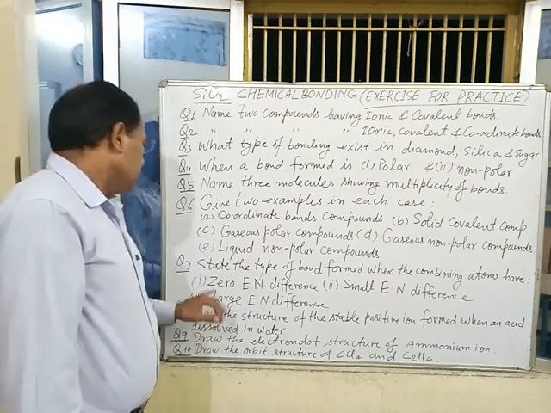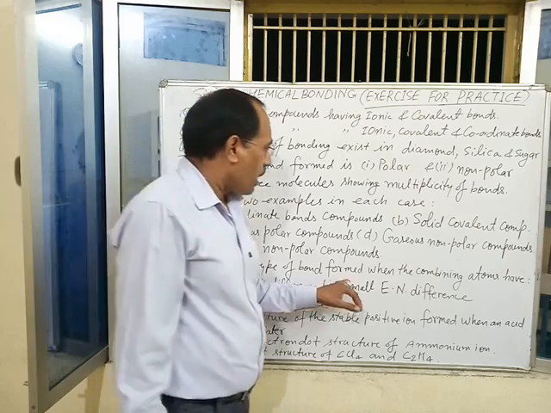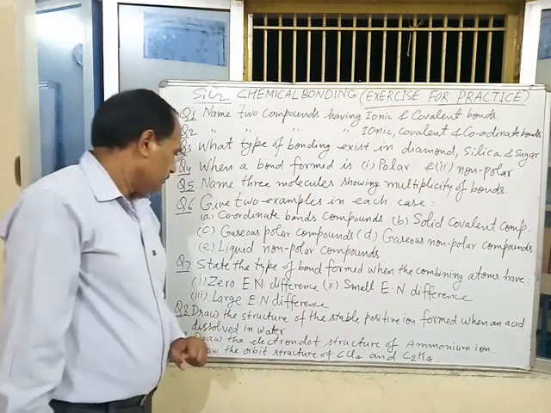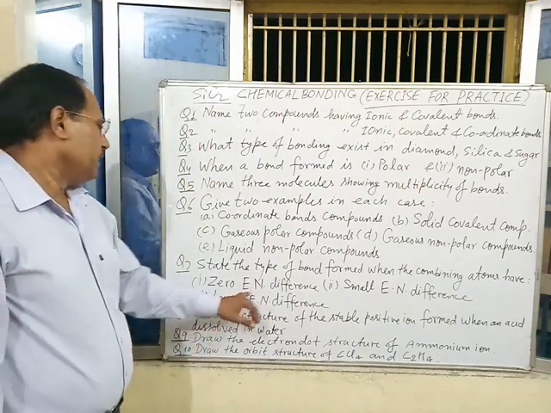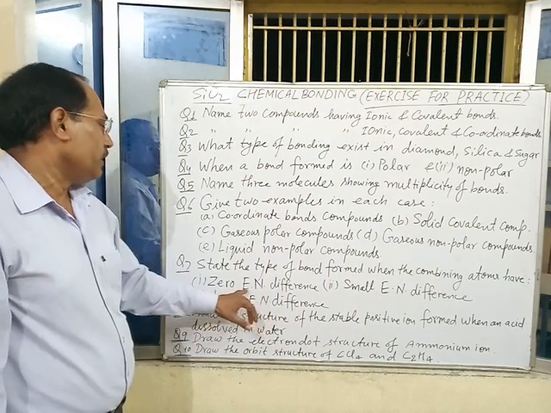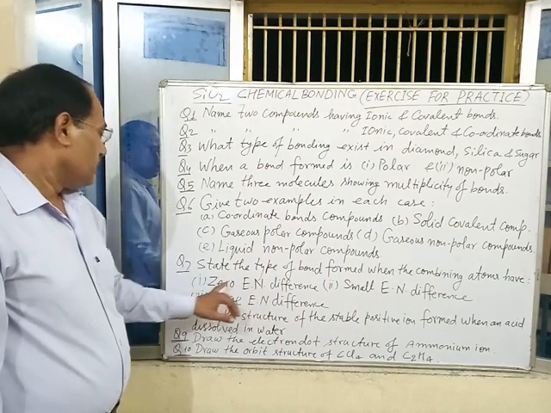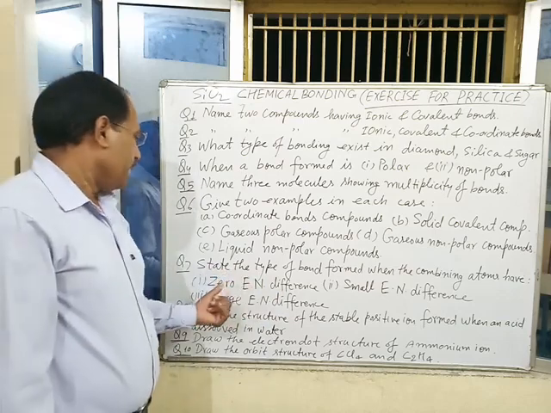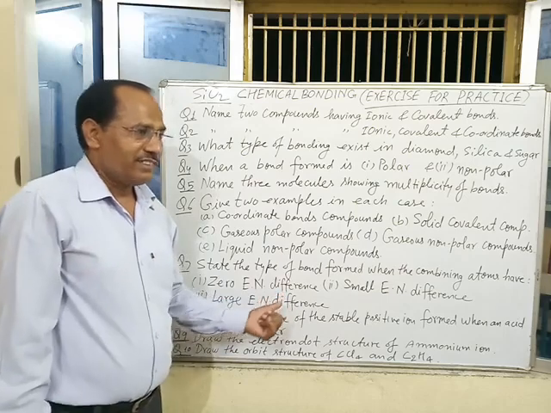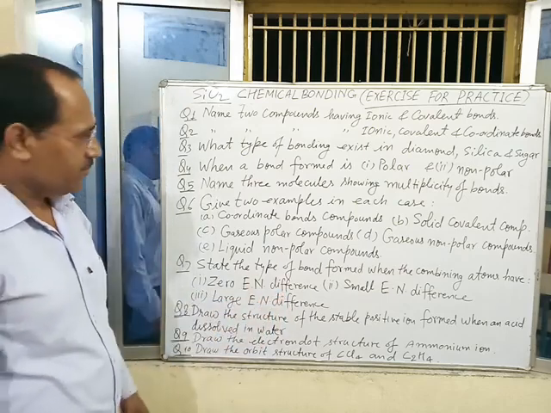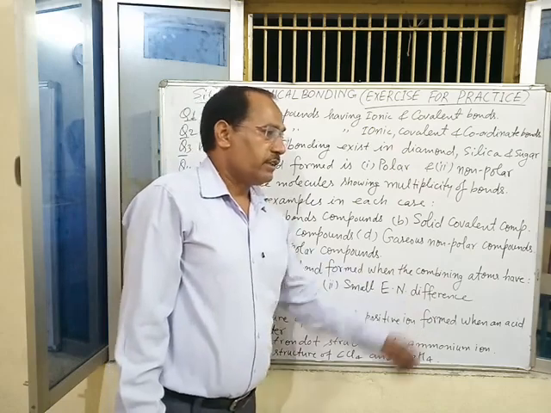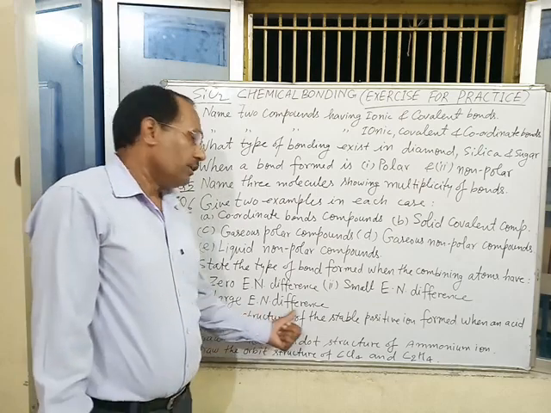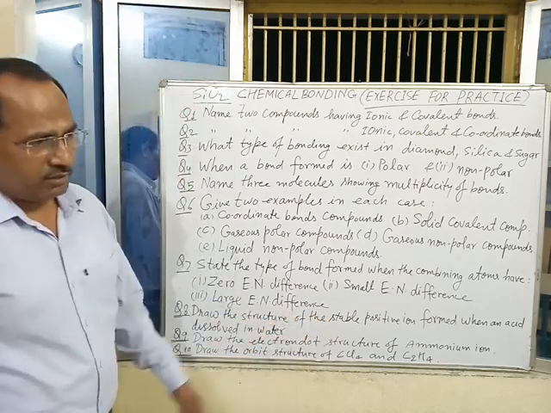Question 7. State the type of bond formed when the combining atoms have zero EN. EN means electronegativity. Which type of bond is formed when the combining atoms have zero electronegativity difference? Non-polar covalent bond. Small electronegativity difference, polar covalent bond. Large electronegativity difference, ionic bond or electrovalent bond.